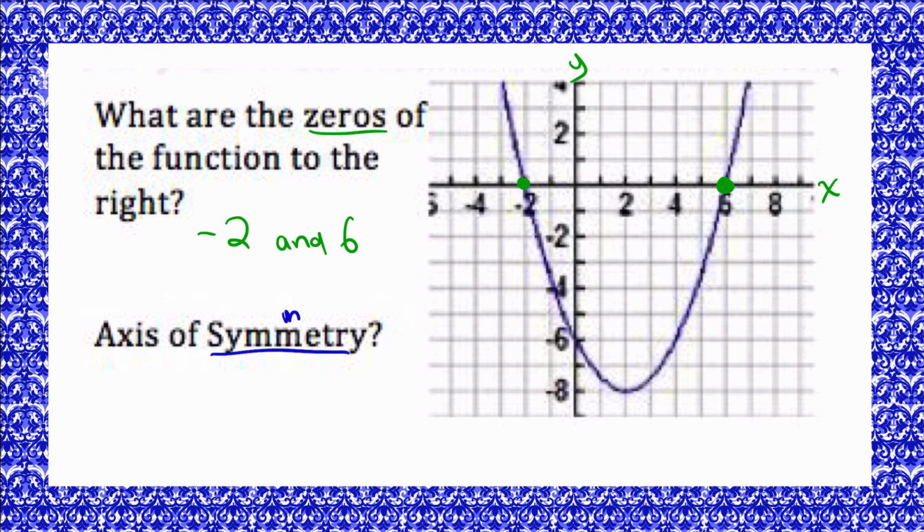Axis of symmetry. Symmetry just means the middle, where it's the same on both sides. So in order to do that, I just draw a line, solid or dotted, down the middle of your parabola, and whatever x value it goes through, that will be part of your equation of your axis of symmetry. It always starts with x equal because it's an x value that you're looking at.